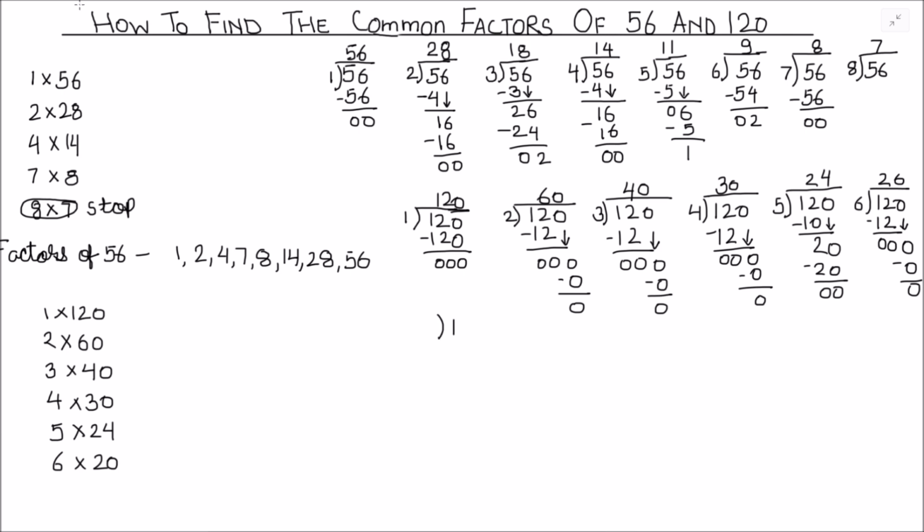Next we'll divide 120 by 7. 7 times 1 is 7 and 5 is remainder. So 7 times 7 is 49. We got 1 as remainder. So 7 is not a factor of 120. Next we'll divide 120 by 8. So 8 times 1 is 8. 4 is the remainder. Then we'll drop down 0. So 8 times 5 is 40. We got 0 remainder. That means 8 is a factor of 120. We got two factors as 8 times 15.